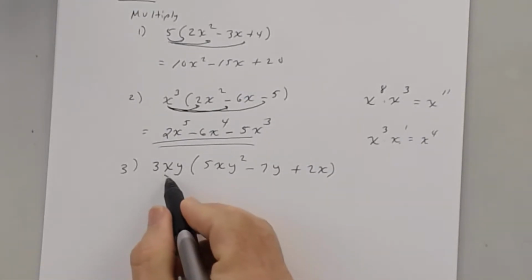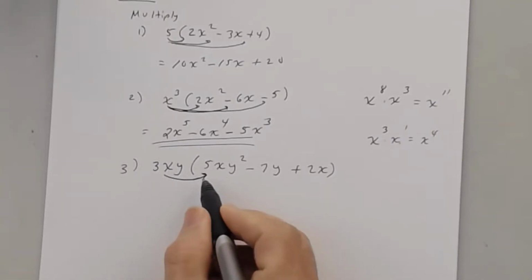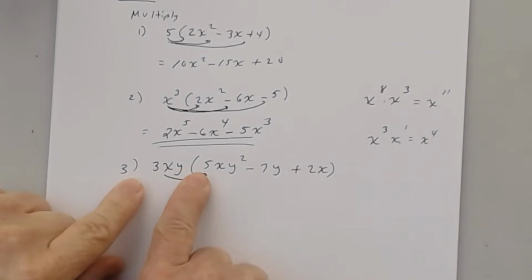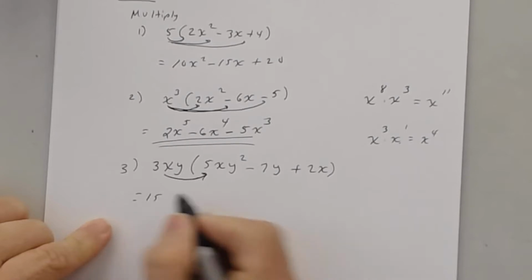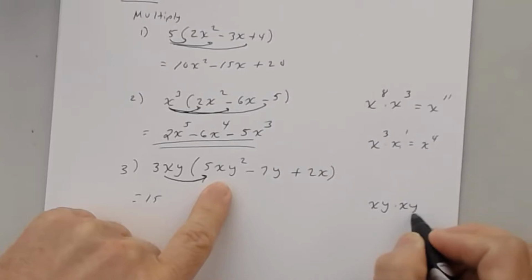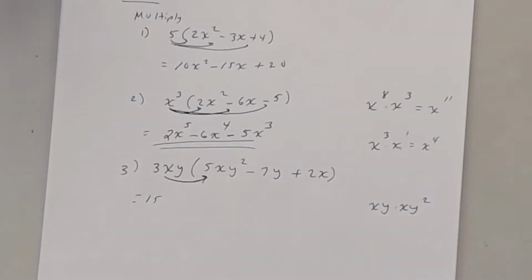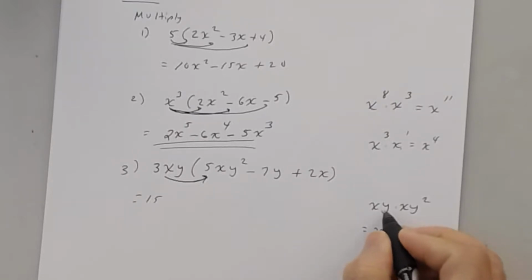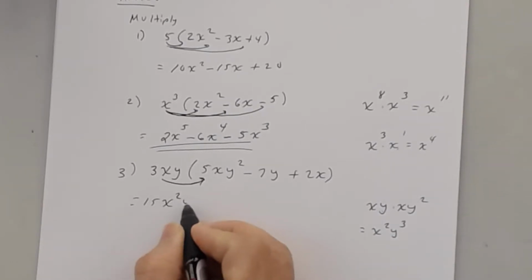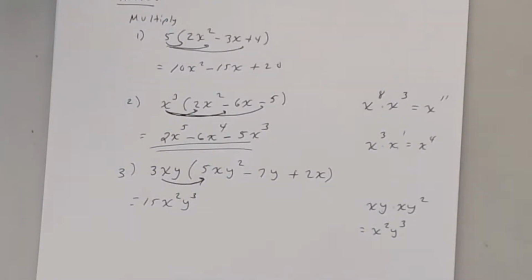Or have a worksheet. So when I distribute, first of all, 3 times 5 is what? 15. Now let's deal with the variables. I have xy times what? xy squared. Multiply like bases, you do what to those exponents? Add them up. So what's x times x? X squared. What is y times y squared? Y cubed. So I get 15x squared y cubed, because x times x is x squared, y times y squared is y cubed.